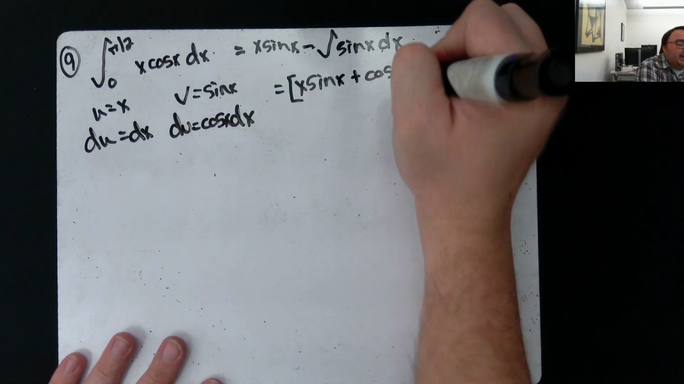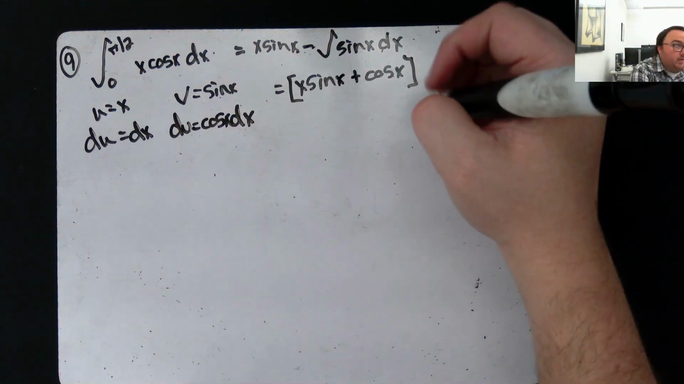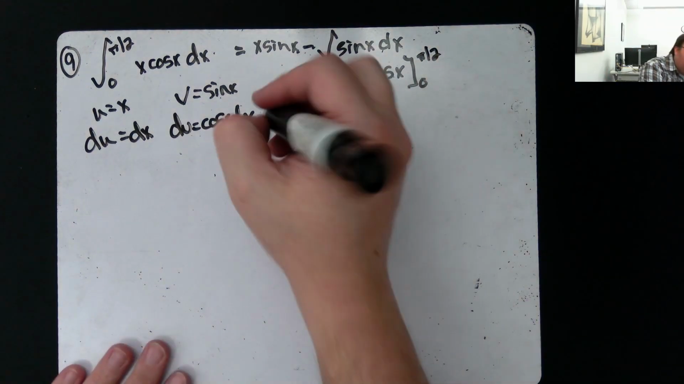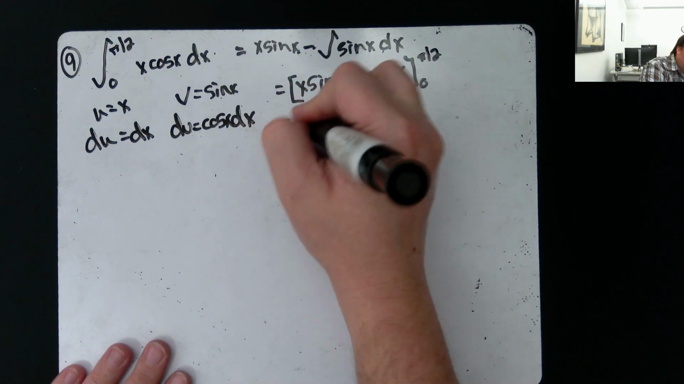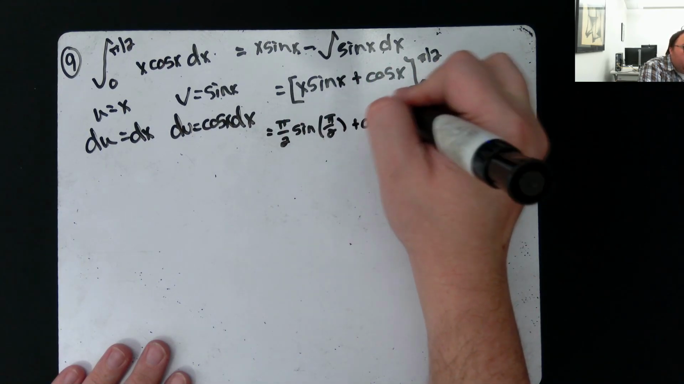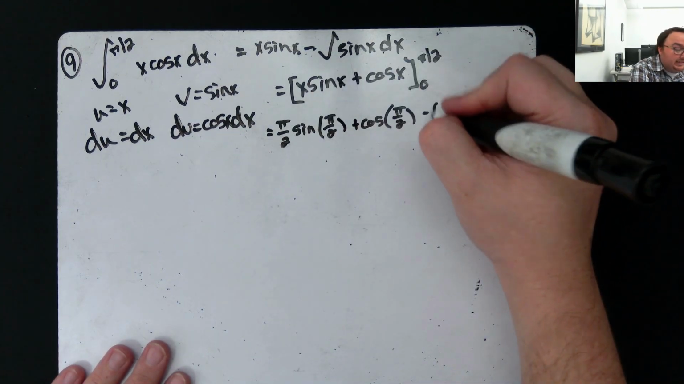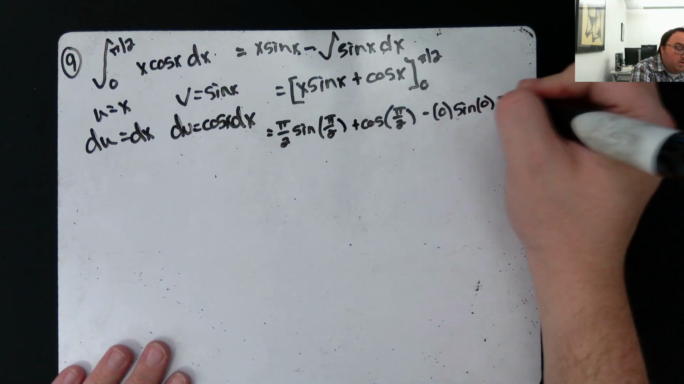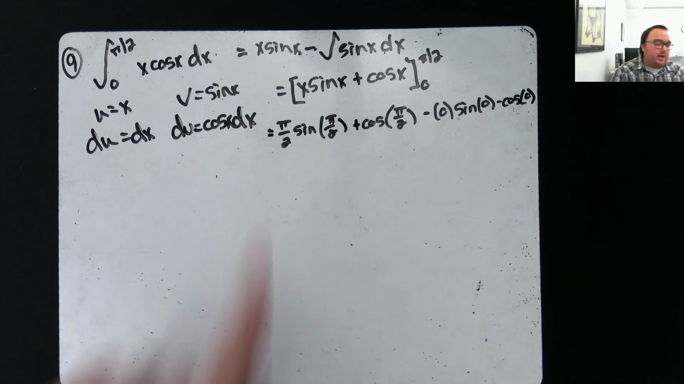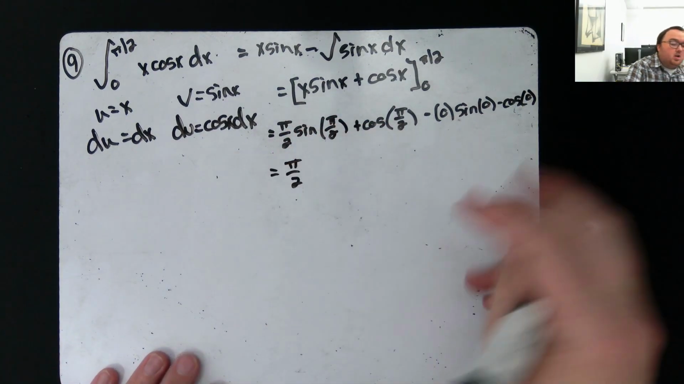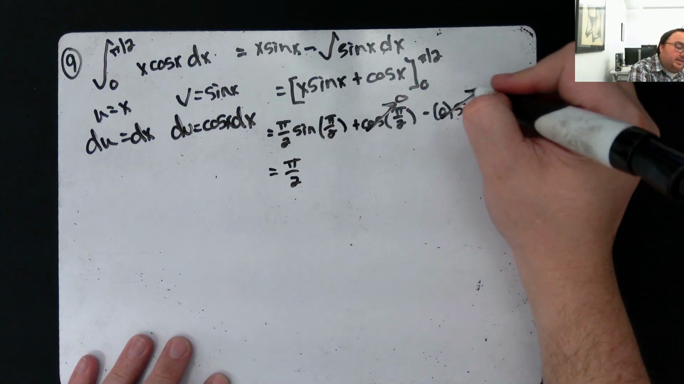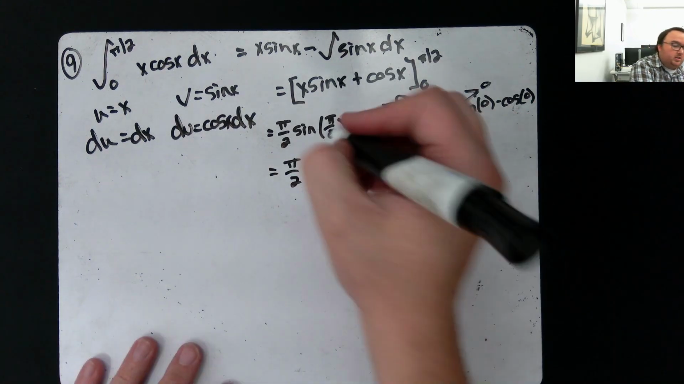And we're going to do that. Like I said, now that I'm at the very end, I can go ahead and put my bounds there. So as always, do my top bound first. So it's going to be pi over 2 sine of pi over 2 plus cosine of pi over 2, minus, plug the 0 in, 0 sine of 0 plus cosine of 0. Sine of pi over 2 is a 1. 1 times pi over 2 is pi over 2. Cosine of pi over 2 is 0, so that term's gone. 0 here, so that's going to be 0. Cosine of 0 is 1, so minus 1.